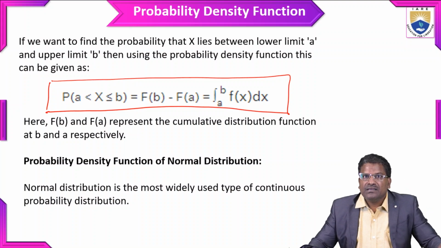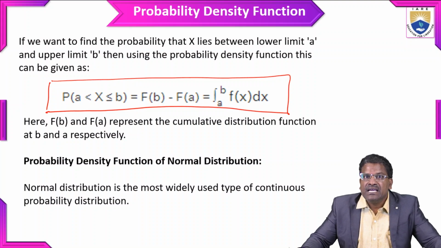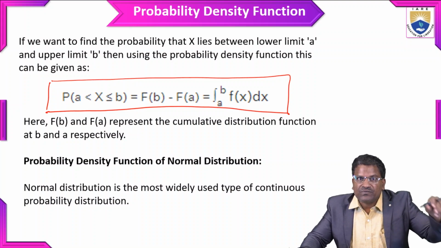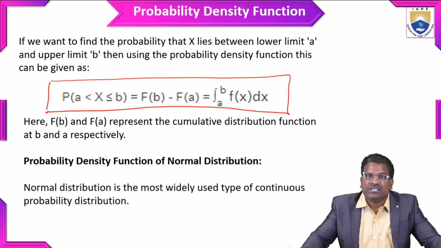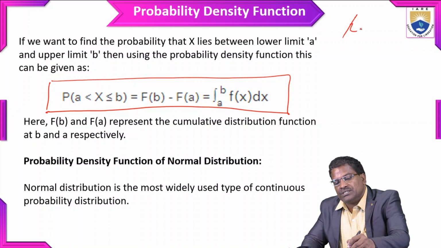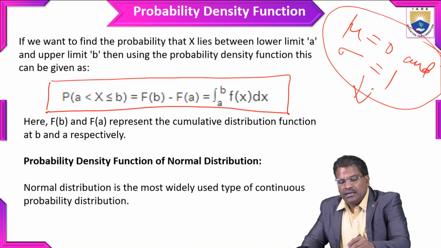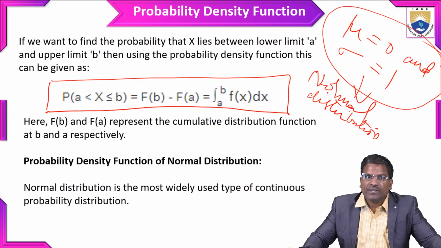Now let us see the probability density function of normal distribution. Previously we discussed many times, when do we say the given distribution is a normal distribution? If the given probability distribution has mean value 0, that is mu is equal to 0, and standard deviation 1. So when mu is equal to 0 and standard deviation is equal to 1, then we say it is a normal distribution. Now we are defining the PDF, probability density function, for the normal distribution.